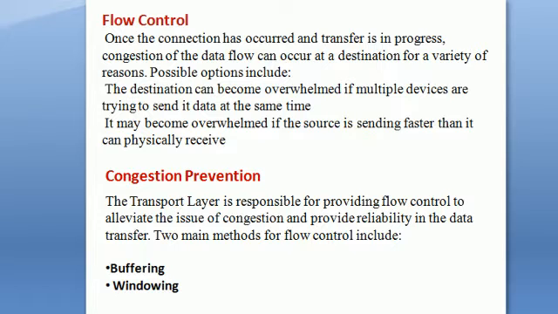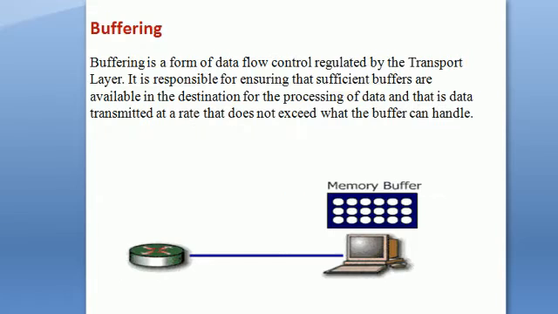Now, congestion prevention. How the transport layer is responsible for prevention of congestion. The transport layer is responsible for providing flow control to alleviate the issues of congestion and provide reliability in the data transfer. Two main methods for flow control include buffering and windowing. Firstly, buffering. Buffering is a form of data flow control regulated by the transport layer.